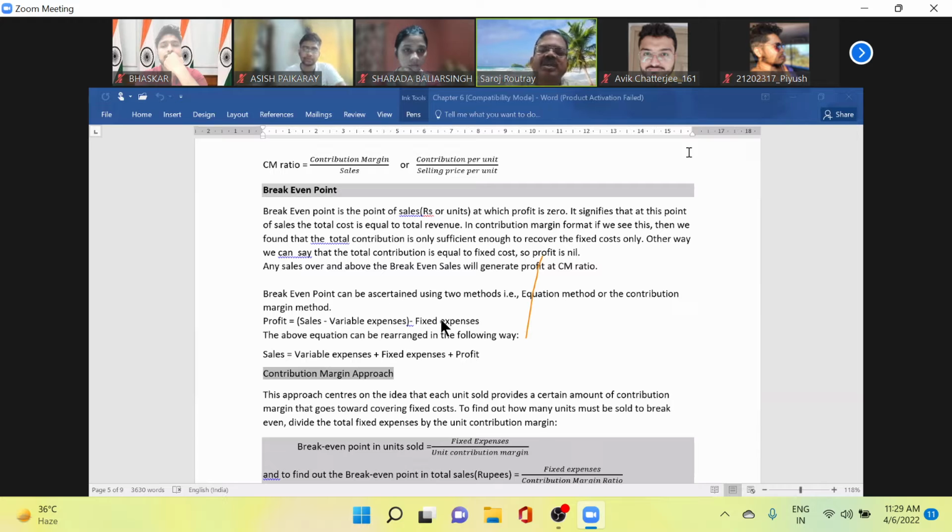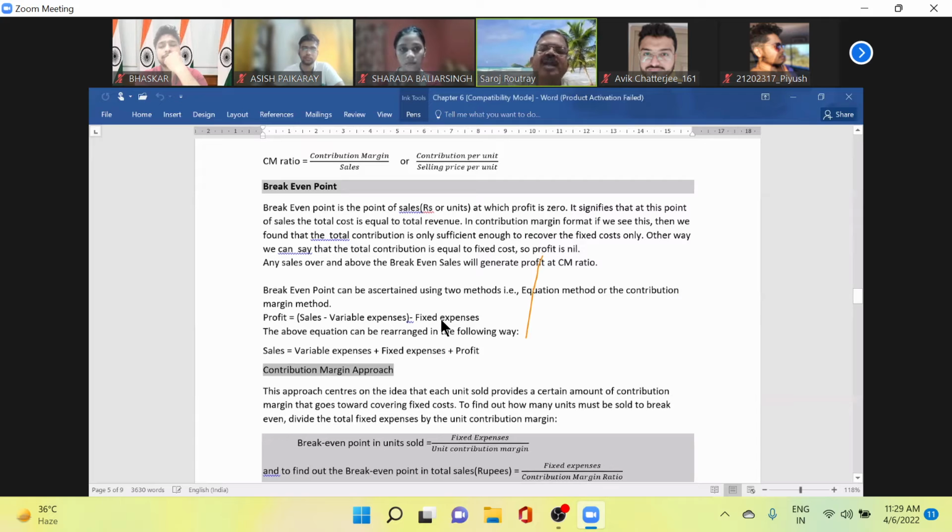What is that equation? Equation says that the profit equation is basically, if you recall from your standard 6 and 7, when you learned cost and profit, the basic equation is profit is equal to sales minus cost. And in this chapter, how we write it, or else you can write, sales is equal to cost plus profit.